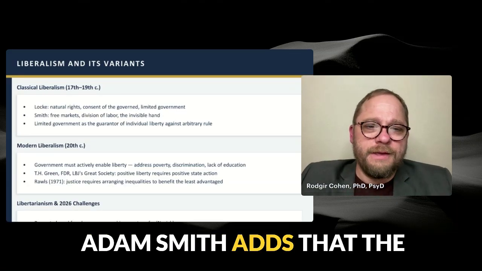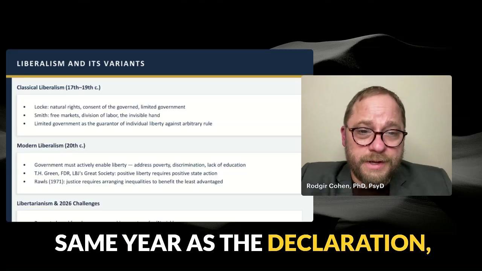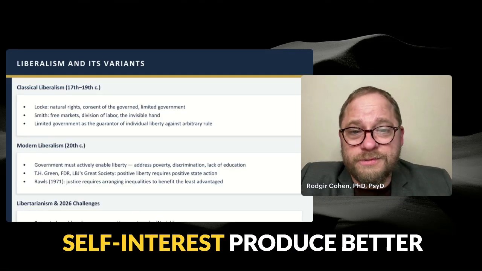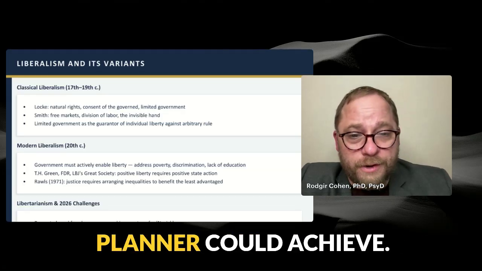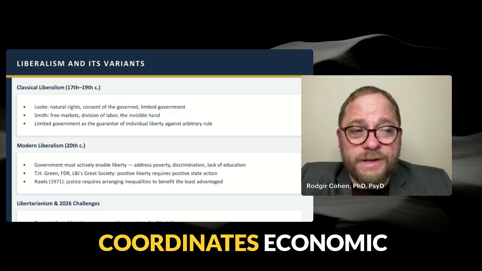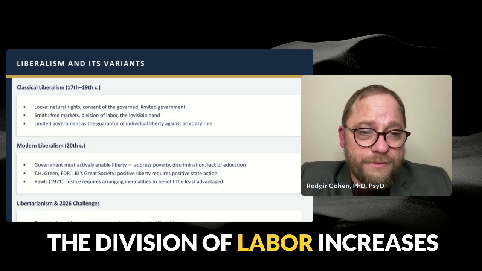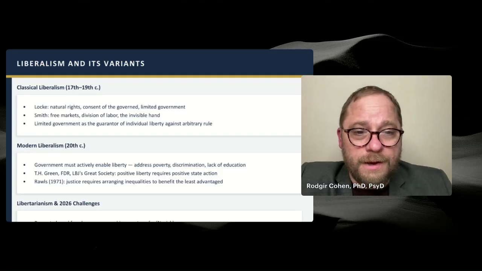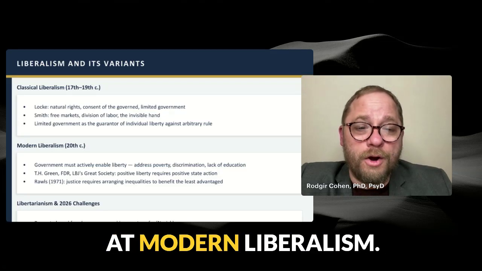Adam Smith adds the economic dimension in The Wealth of Nations of 1776, the same year as the Declaration. He said that free markets, guided by price signals and the competitive pursuit of self-interest, produce better outcomes for society as a whole than any central planner could achieve. The invisible hand, not benevolence but competition, coordinates economic activity without anyone needing to manage it. The division of labor increases productivity, and free trade encourages specialization. Limited government enables both.